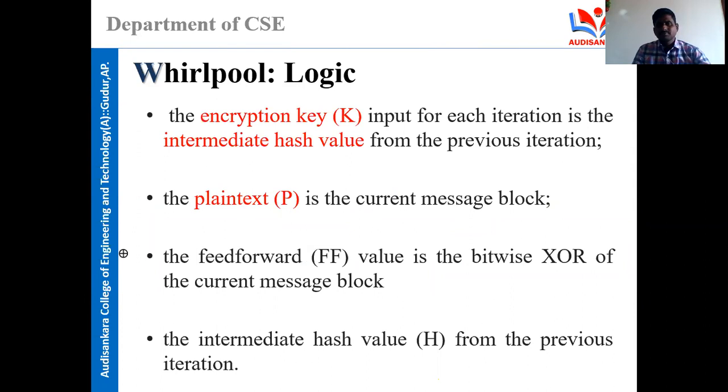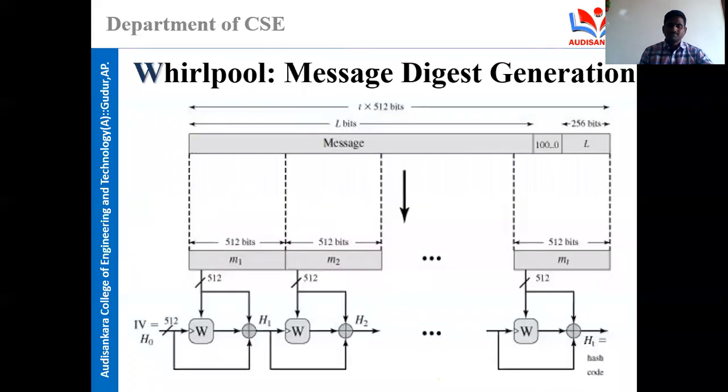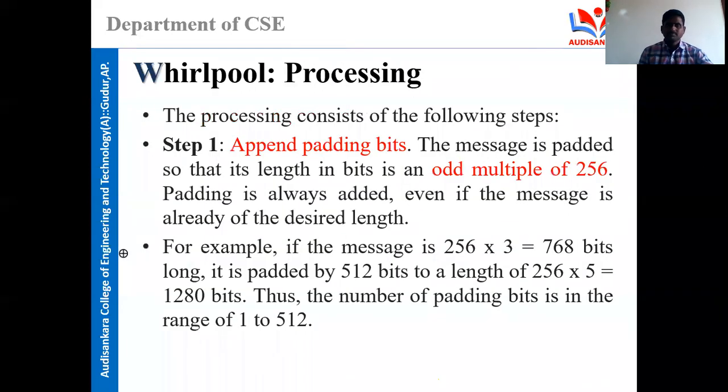See here the encryption key input for each iteration is taken from the previous iteration. The plain text is the current message block. The feed forward value is the bitwise XOR which you are performing with the current message block. The intermediate hash value is also from the previous iteration, as we were seeing in the diagram. See this, the processing.